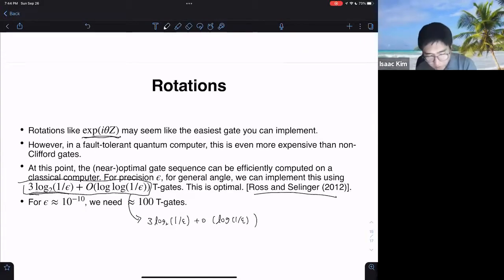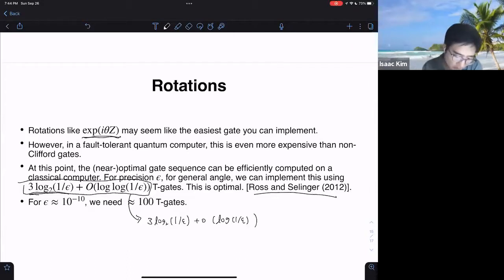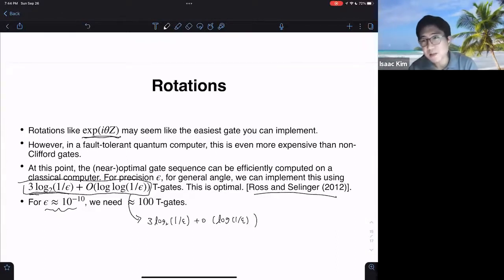And this is optimal. So that's the good news. The fact that you can actually find this sequence in an optimal way is the good news. The bad news is that in practice, when you put in realistic numbers for practical quantum algorithms, let's say you want an error precision of 10 to the minus 10, then if you plug in epsilon equals 10 to the minus 10, you get roughly 100 T-gates. T-gates are non-Clifford gates, so these are already expensive things. And this is saying that if you want to implement rotations, it's actually even more expensive, almost by 100-fold.